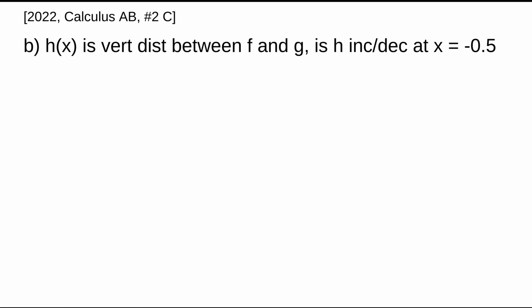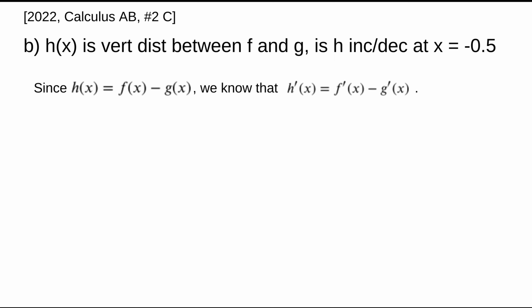In part B, we define a new function h of x, which is the vertical distance between f and g. And we are asked if this function h of x is increasing or decreasing when x is -1/2. Well, since h of x is just the vertical distance between f and g, h of x is literally just f of x minus g of x.